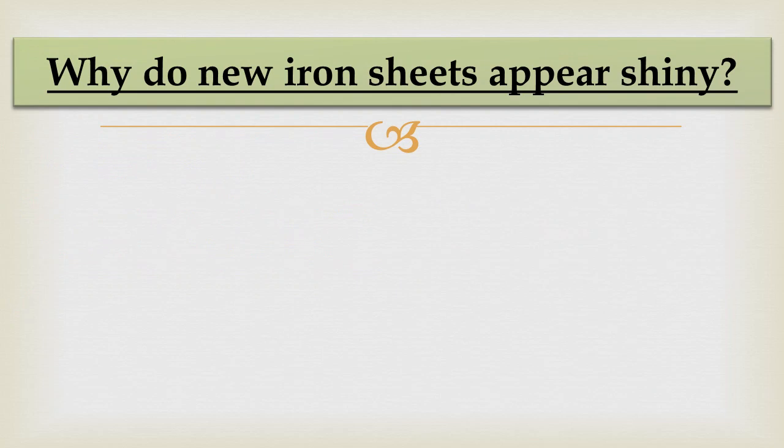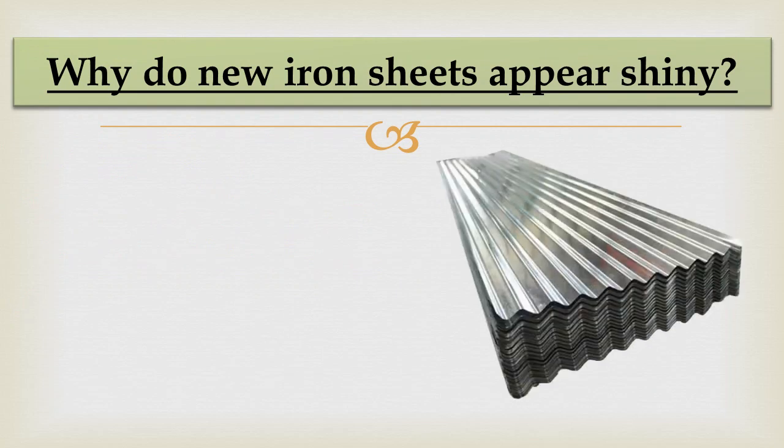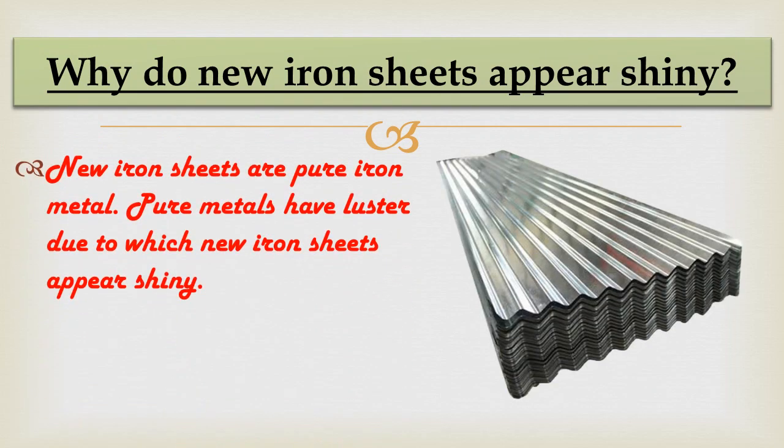Okay, now let's see, why do new iron sheets appear shiny? Why is this so? Because new iron sheets are pure iron metal, and pure metals have luster, due to which new iron sheets appear shiny.